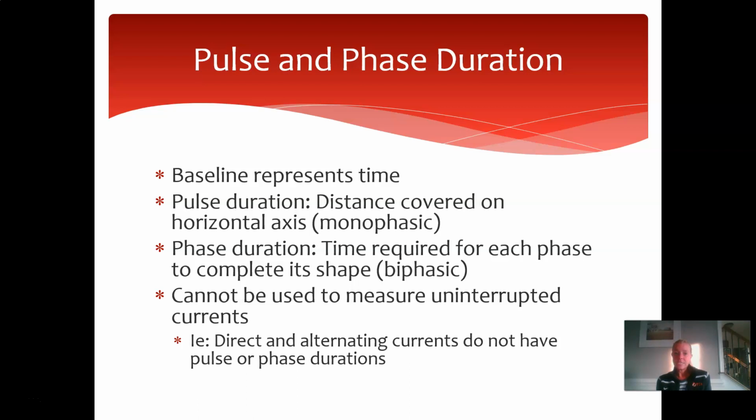So the pulse duration is the distance covered on the horizontal axis, usually representing time. This is going to be a monophasic. A phase duration is the time for each phase to complete its shape. So remember back, I told you to highlight, phases are building blocks of pulses. So phases are going to be like the individual little blocks, and then the whole thing together makes up one pulse. So again, we can't use these pulse durations and phase durations to measure direct or alternating currents because they are continuous. They don't have pulses, so they don't have pulse durations or phase durations.